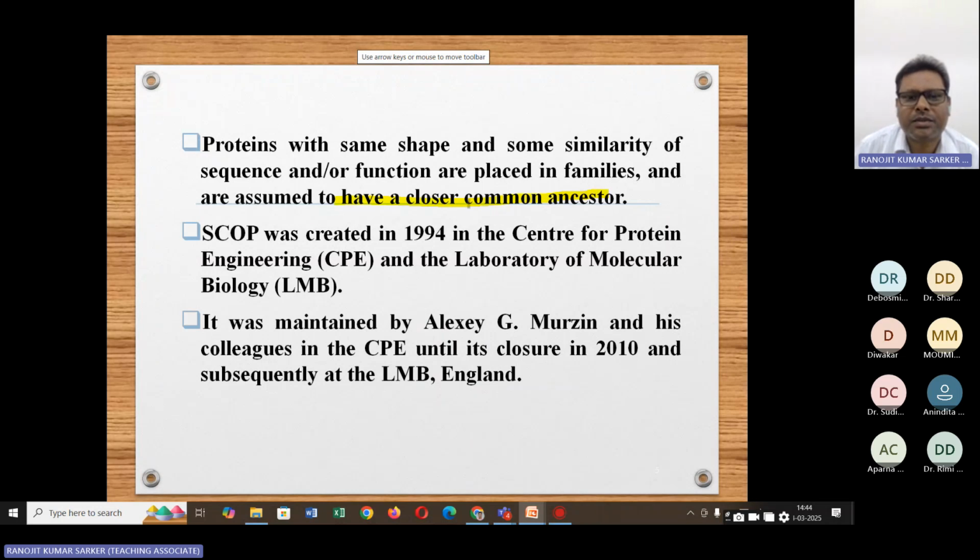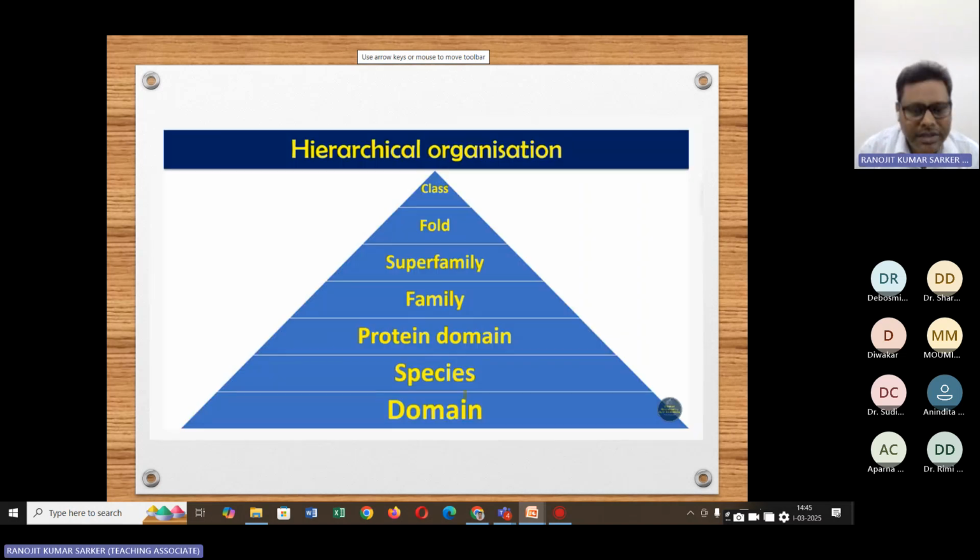And this SCOP database was created in 1994, and it is maintained by the Center of Protein Engineering, CPE, and the Laboratory of Molecular Biology, that is LMB. It was maintained by Alexey G. Murzin and his colleagues at the CPE and LMB lab in England. Okay, so these are the hierarchy we are talking about.